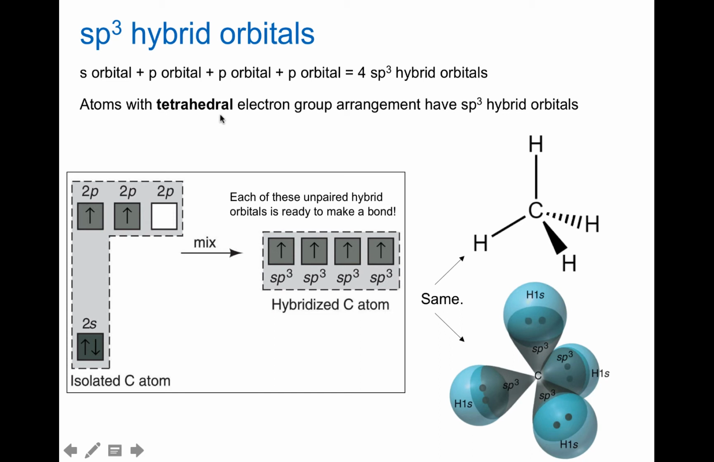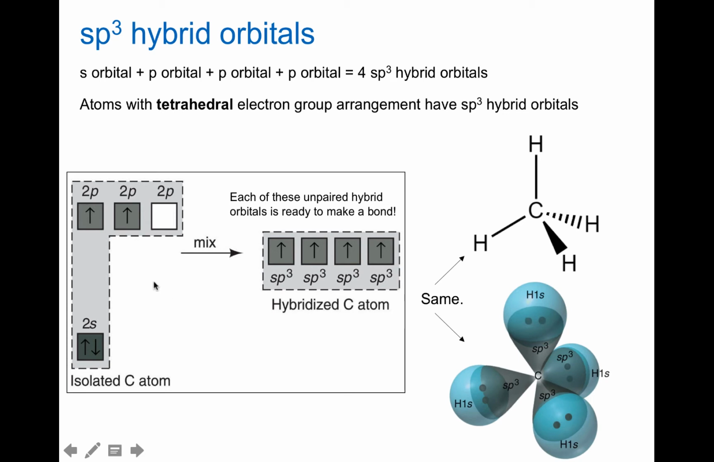Any atom that has tetrahedral electron group arrangement also has sp3 hybridized orbitals in it. Carbon is an example of an atom that commonly has tetrahedral electron group arrangement. If you have a carbon atom and you're drawing the orbital diagram all by itself, so this is just the valence electrons, carbon has 4 valence electrons, 2 in the 2s orbital and 1, 2 in the 2p sublevel.